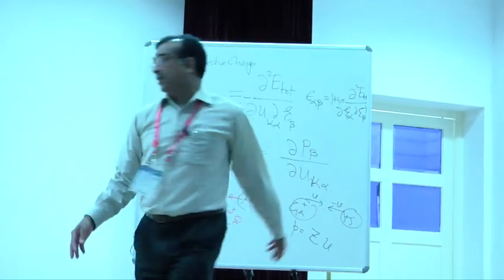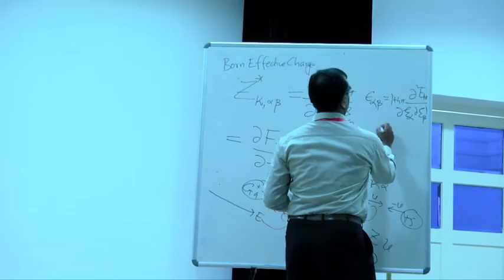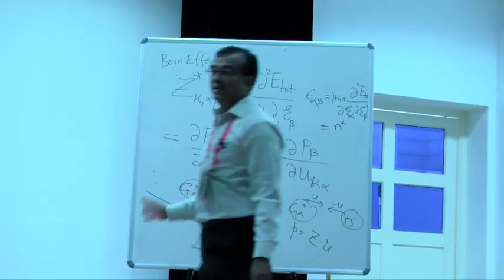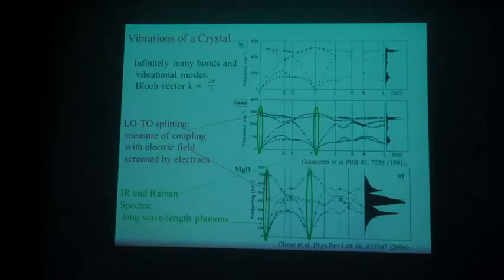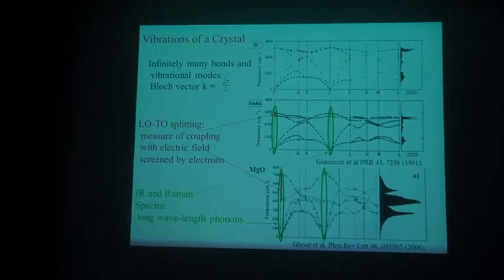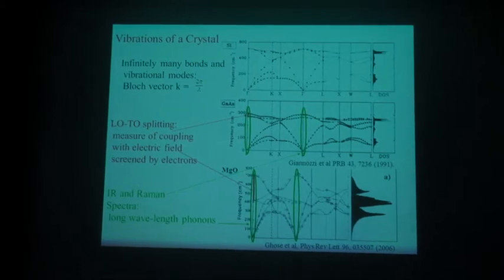Once you have these two quantities, by the way, epsilon infinity is essentially the square of the refractive index. So if you calculate epsilon infinity using DFT linear response, it's not the square of the limit. Question: simply looking at the phonon branch structure, how can we say there is an LO-TO structure? Okay, good question. Again, I will have to go into the figure for that now.